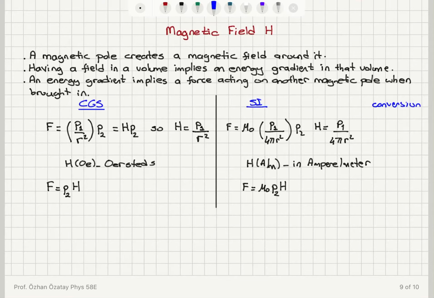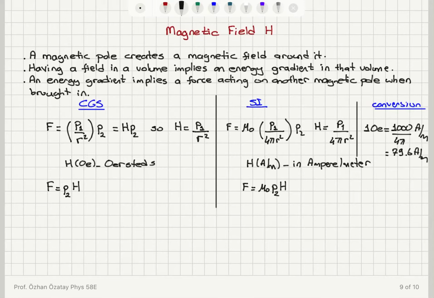So the conversion between these two we can note here, and I will have a more detailed discussion on this conversion. 1 Oersted is 1000 divided by 4 pi ampere per meter, which corresponds to roughly 79.6 ampere per meter. So that's the conversion factor.